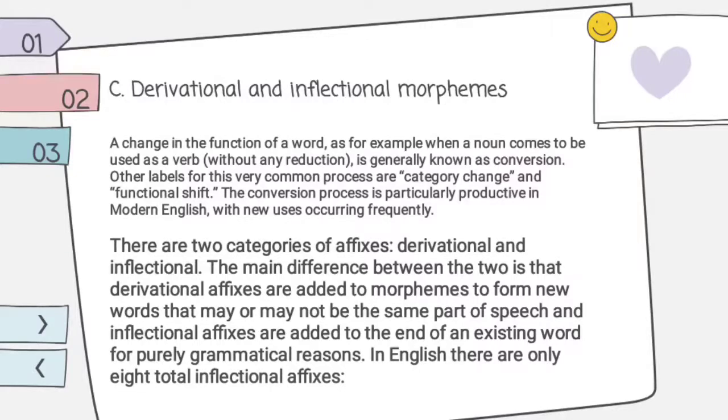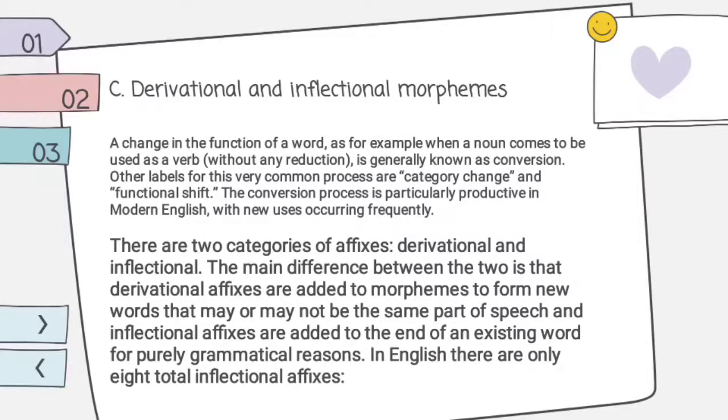C. Derivational and inflectional morphemes. A change in the function of a word, as for example when a noun comes to be used as a verb without any reduction, is generally known as conversion. Other labels for this very common process are category change and functional shift. The conversion process is particularly productive in modern English, with new uses occurring frequently.